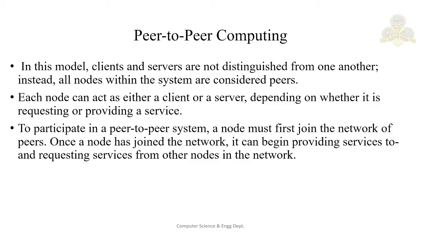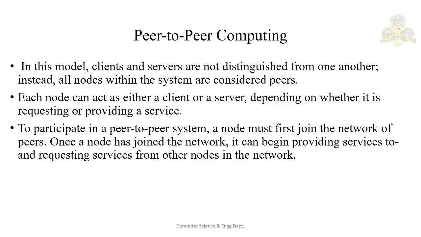The next one is peer-to-peer computing. So this is another structure of distributed system. So in this model, your clients and servers are not distinguished. I mean, they are not differentiated from one another. So instead, they act as peers, or all the nodes within the system are considered as peers, at the same level.